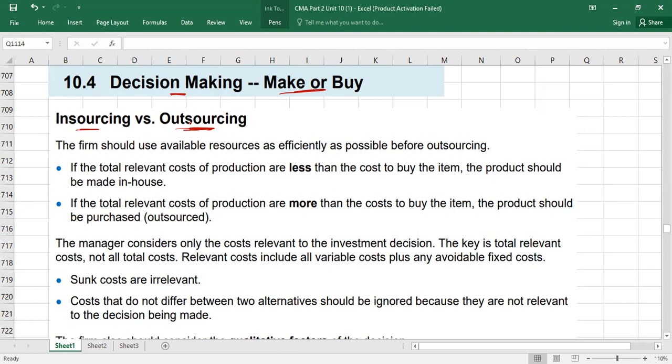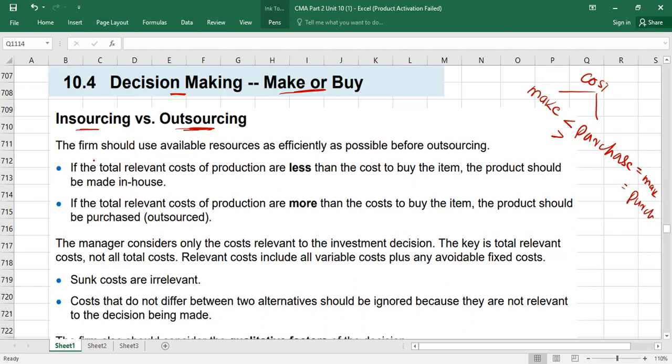So how will you take the decision? You have to consider the cost under the make option, which means under insourcing, and you also need to consider the cost under the purchase option. Purchase option means if you buy the product from outside, from the market. So you have to compare the costs, and obviously if the cost to make the product is less than the cost of purchase, then in that scenario we should make the product. And if our cost to produce the product is greater than the cost of purchase, then obviously we should purchase the product from outside.